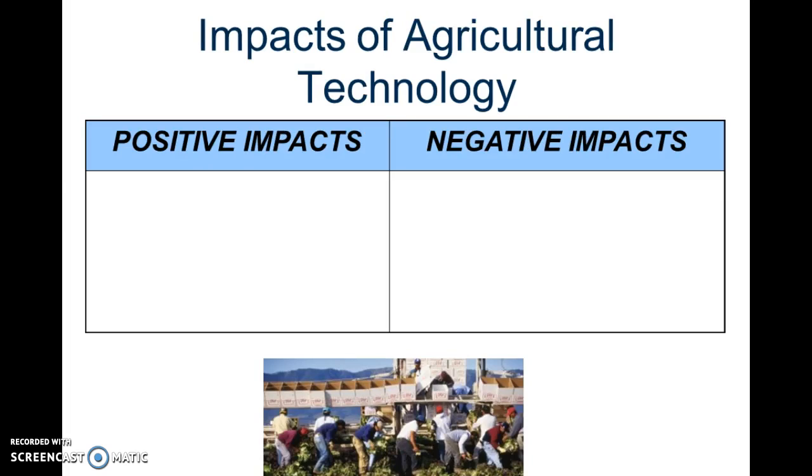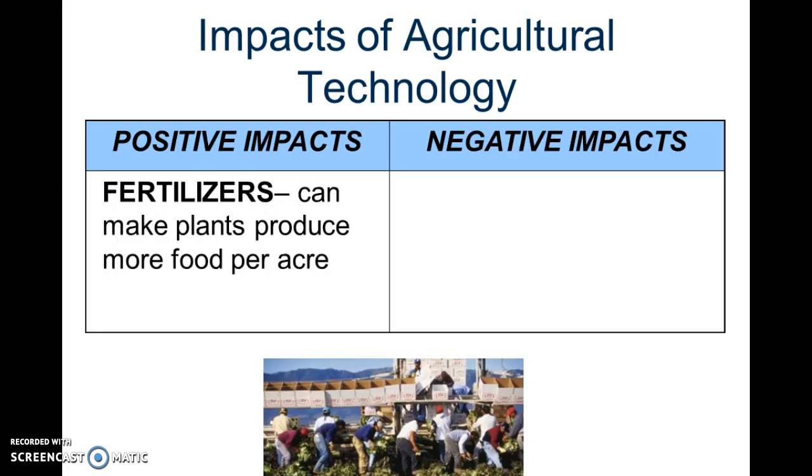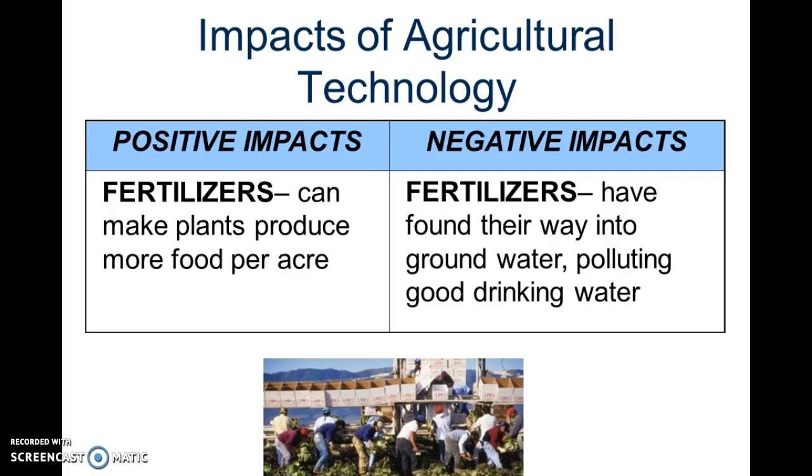And then we have agricultural technology. Positive impacts: fertilizer. Just south of town, they built a huge fertilizer plant because of its important use in agriculture. It can make plants produce more food per acre. Acre is an area of land. Negative impacts: some of the fertilizers have found their way into the groundwater. This might pollute our good drinking water. People often think that the water is unsafe because of agriculture.